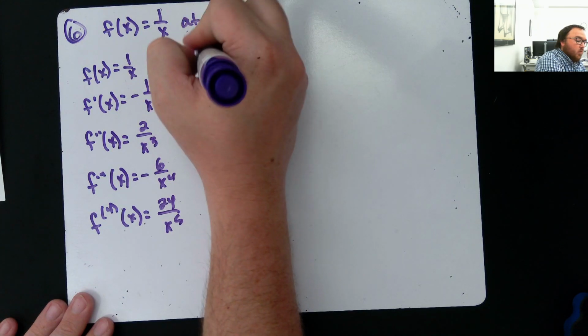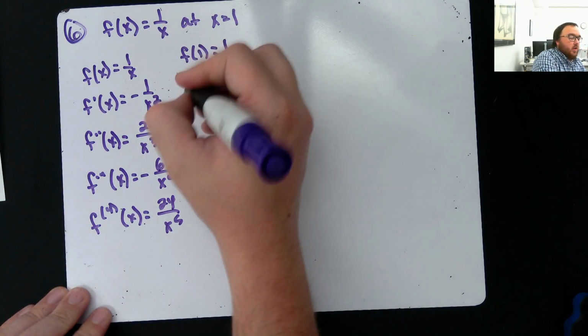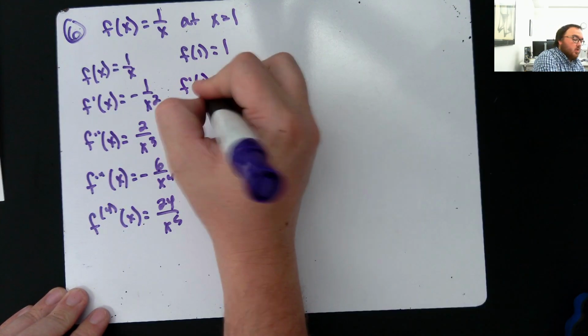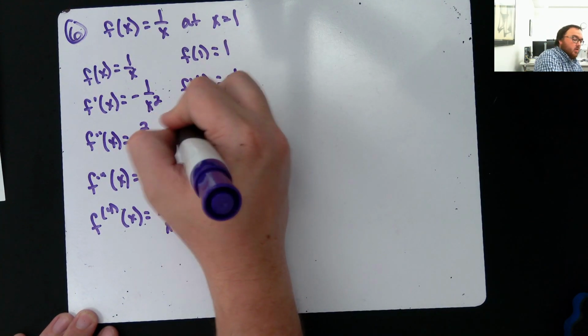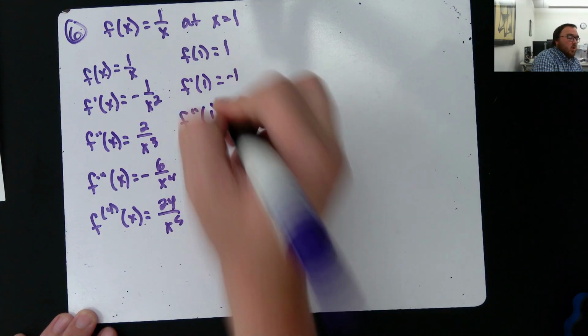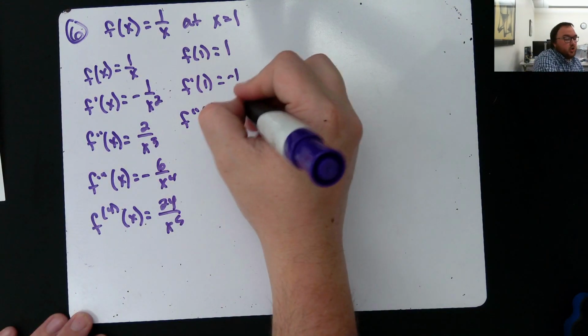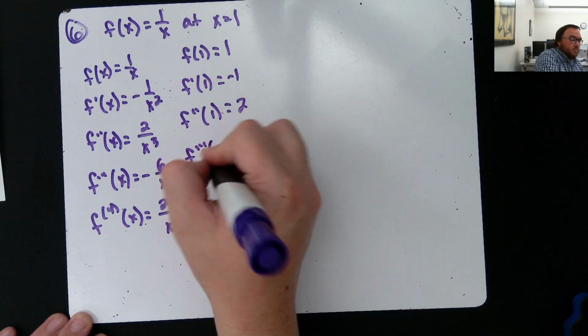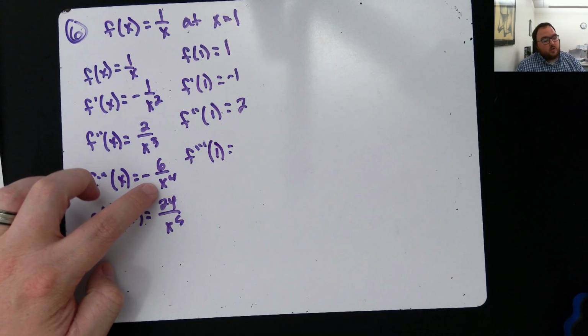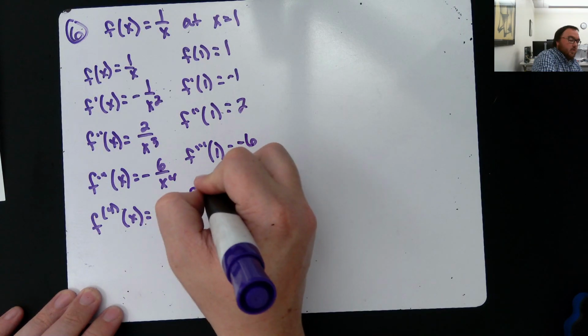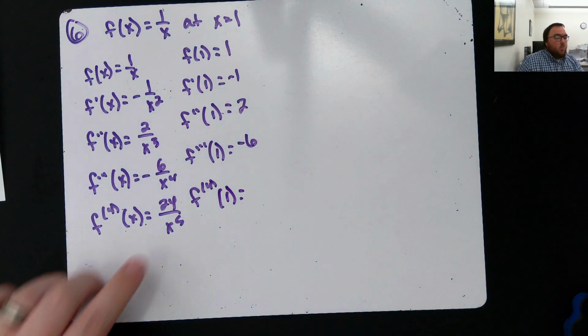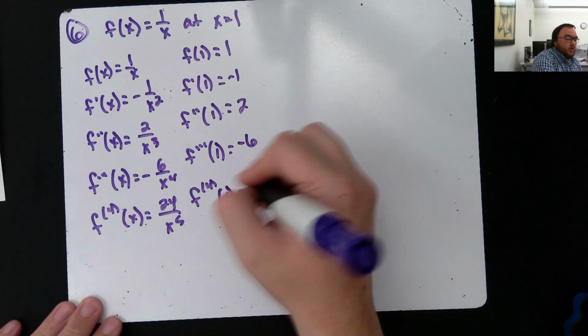So evaluate all those at 1. 1 over 1 is just 1. 1 squared is 1. 1 over 1 is 1, so negative 1. 1 cubed is 1. 2 over 1 is 2. 1 to the fourth is 1. 6 over 1 is 6, so negative 6. And then the fourth derivative, 1 to the fifth is 1. 24 over 1 is 24.